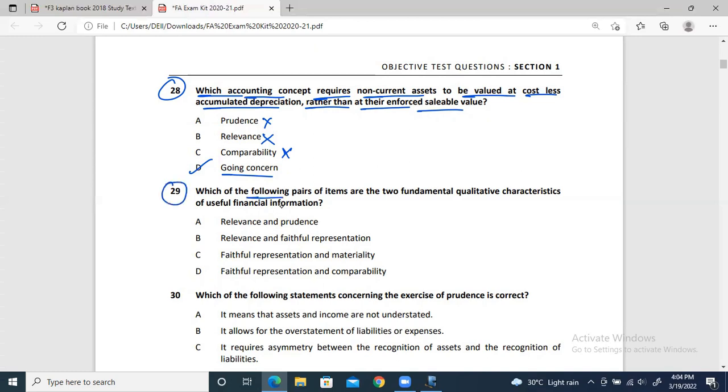29. Which of the following pairs of items are two fundamental qualitative characteristics of useful financial information, right? So this was basically about usefulness. If you remember, in usefulness we saw two things, right? Relevance and prudence, I don't think this will be right. Relevance and faithful representation, these were basically the fundamental ones, if you remember, right? So that means these are the correct ones. We just had to tell the fundamental ones. The other ones were the enhancing ones, and the enhancing ones were the four items.